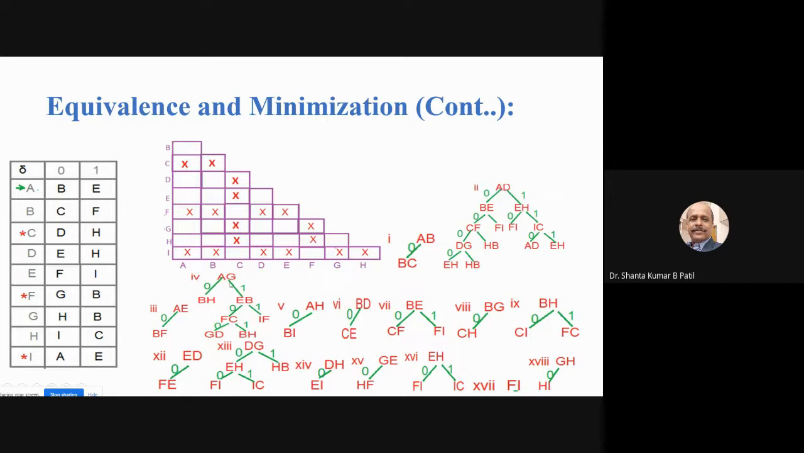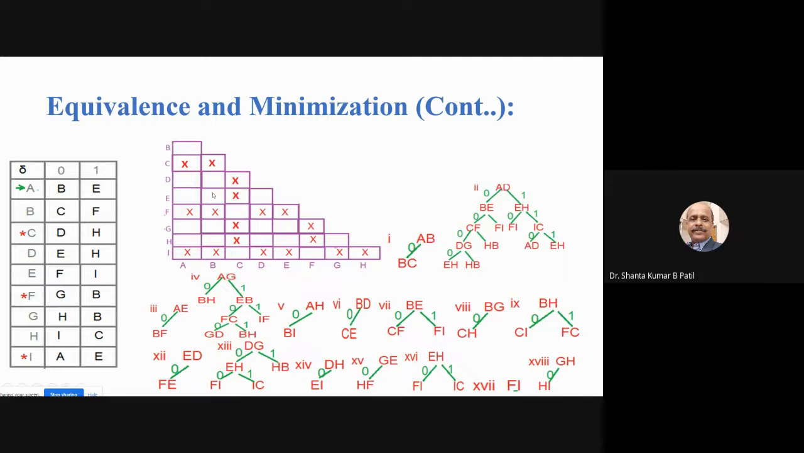Next, AH. Construct the tree for AH. AH on 0 is BI. BI has a cross mark, hence AH is also a cross mark. Like that, you can go for BD. BD on 0 is CE. C is a final state and D is a non-final state, so CE has a cross mark. Therefore, BD also gets a cross mark.